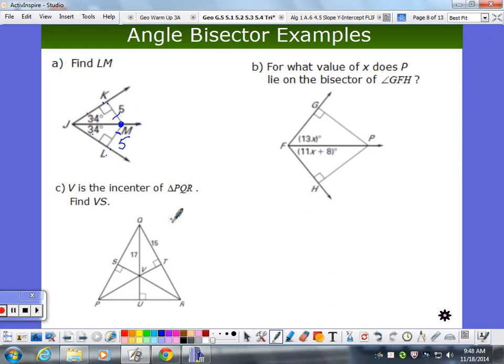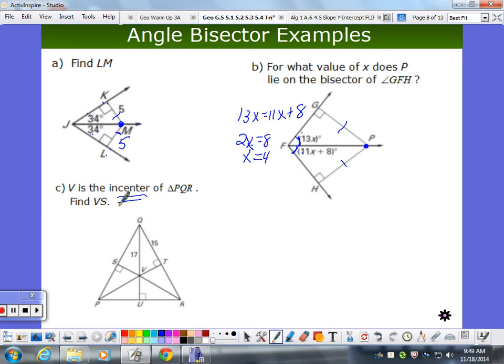Alright. Looking at example B, for what value of x does P lie on a bisector? So when is it on a bisector? When these are congruent and they're the same thing. So that means this angle has to be congruent to that angle. So we're going to set them equal to see what x has to be. Subtract that. 2x equals 8. It looks like x has to be 4. Because if x is 4, you will get congruent angles here. So that means I'm on the bisector. Okay. You with me? It's not like they're hard, there's just a lot of them.